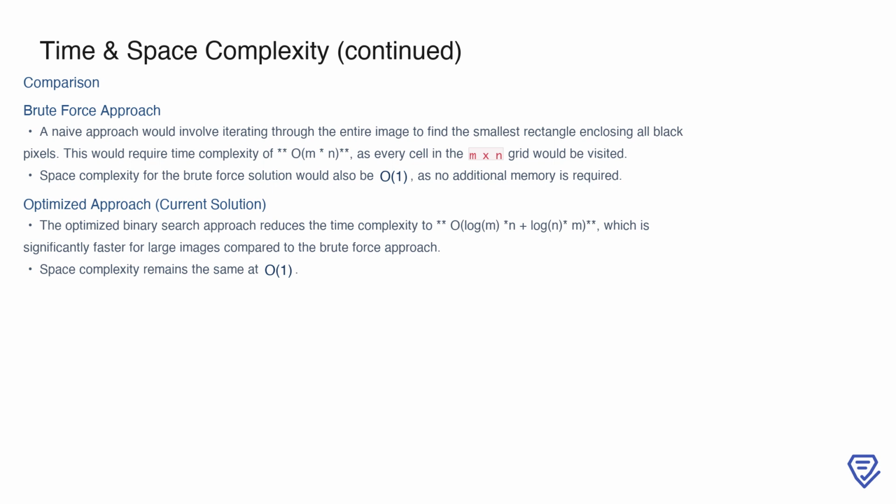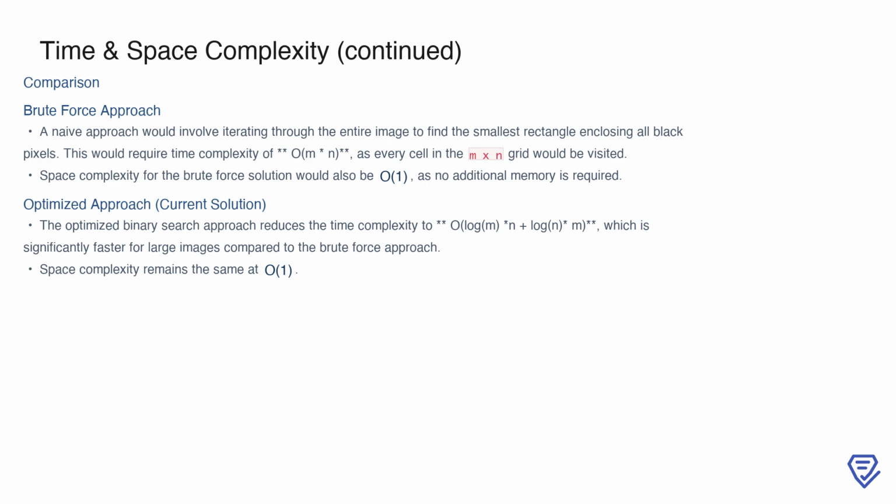In contrast, the optimized approach uses binary search to significantly reduce the number of cells that need to be examined. By leveraging the logarithmic reduction of the search space, the time complexity improves to O(log m * n + log n * m), which is much faster for large images. Importantly, the space complexity remains the same at O(1), making the optimized approach a clear improvement over brute force in terms of time efficiency.